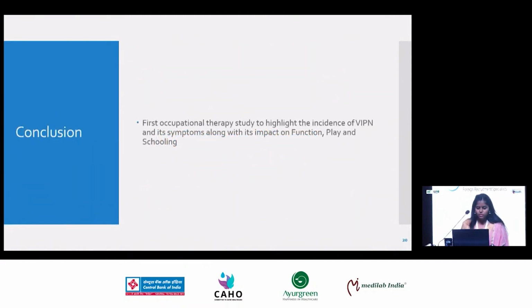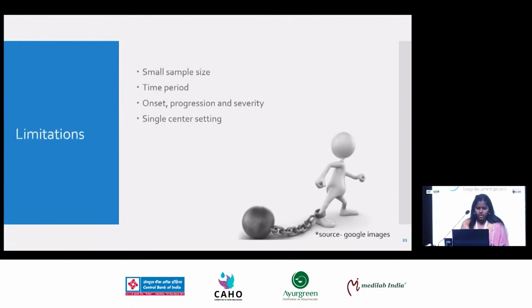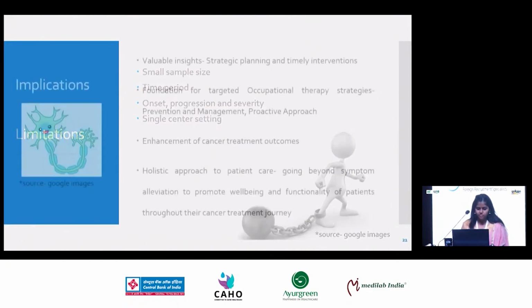The conclusion of the study was that it is the first occupational therapy study to highlight the incidence of VIPN and its symptoms along with its impact on function, play and schooling. Limitations were that we could not record onset, progression and severity of these symptoms over a long period of time, but we could capture them for a short period of time. It is a single center study, so results may or may not be applicable to other centers.